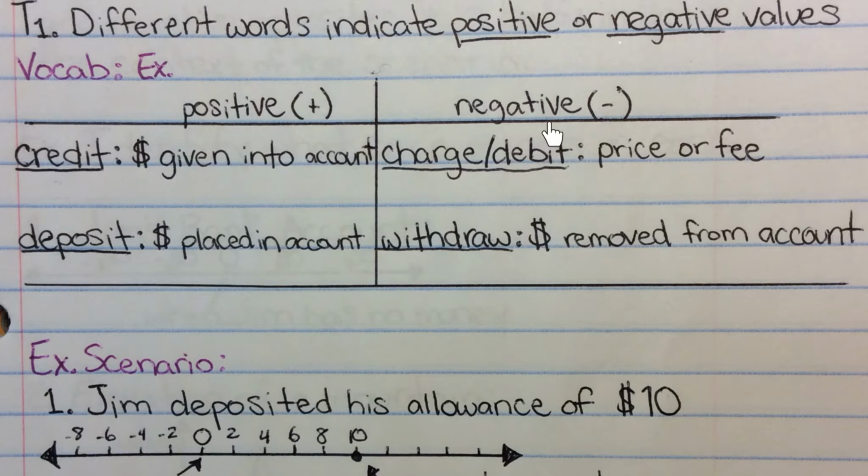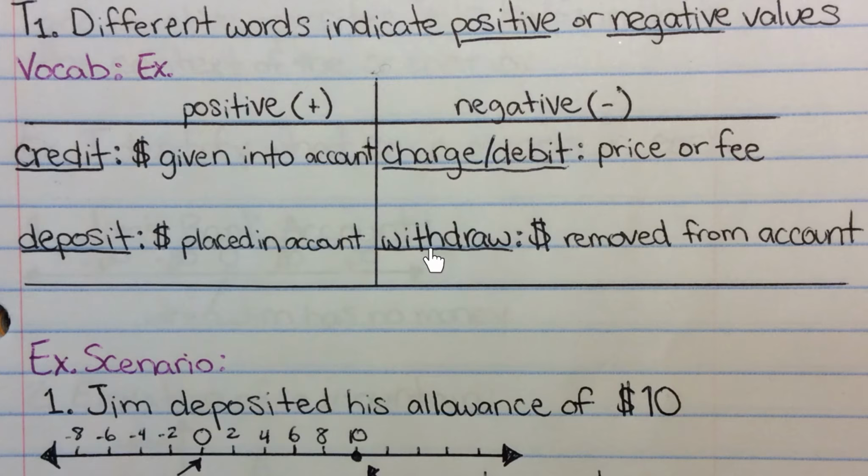And then if we're going to look at negative values, we see a word like charge or debit. Those are often interchangeable. These just mean the price or the fee. Now, every time you go to the store to buy something, it has a price, right? You might also note that as a fee. Like let's say you overdraw your bank account, they charge you a fee. That's money that is negative or comes out of your account.